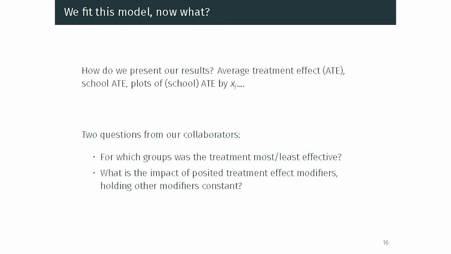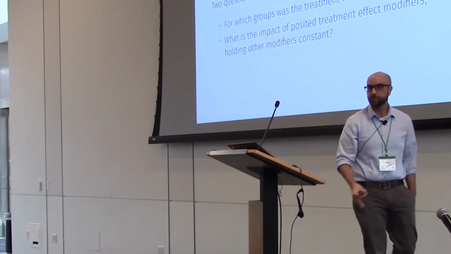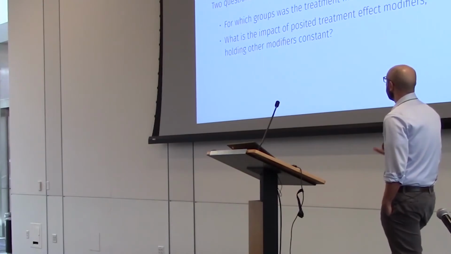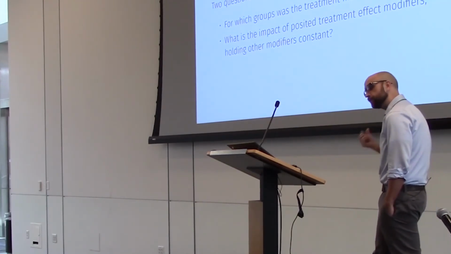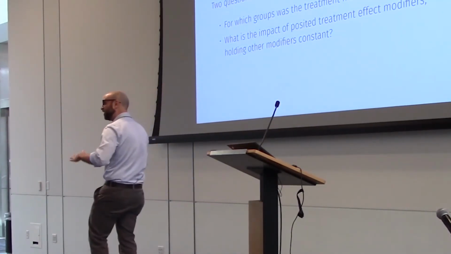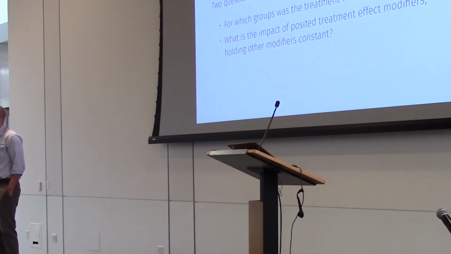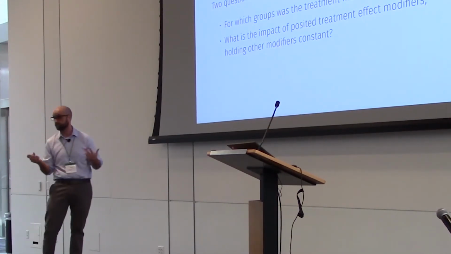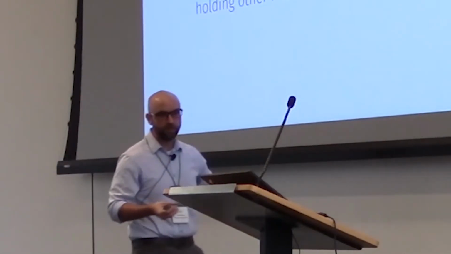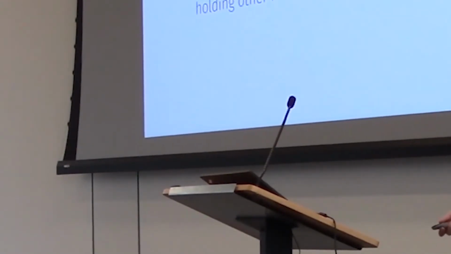We can estimate treatment effects for schools, for the population, for the sample. We can estimate treatment effects for individual students. We can go all up and down that ladder. But our collaborators had two specific scientific questions for us. The first one: for which groups was the treatment most or least effective? Our model has continuous-ish patterns of treatment effect moderation. That's actually pretty hard to summarize and distill for somebody. So when we're thinking about communicating treatment effect heterogeneity, some kind of subgroup analysis can be really effective. And the second bullet, which there's absolutely no chance I'm going to get to, is what is the impact of positive treatment effect modifiers holding some of these other modifiers constant? I'm not going to get there, but maybe we can talk about that later.